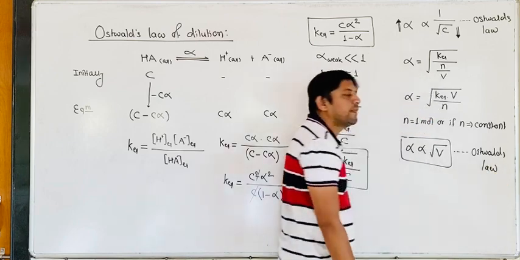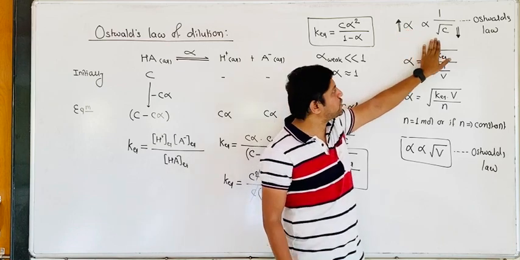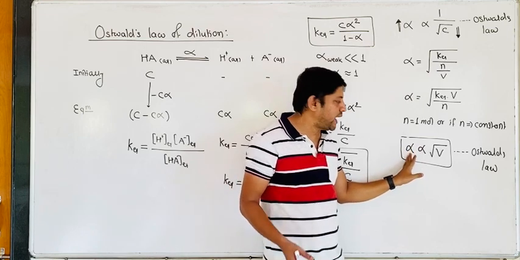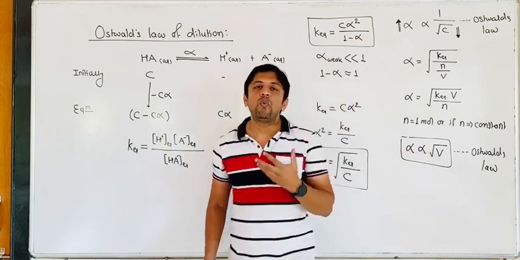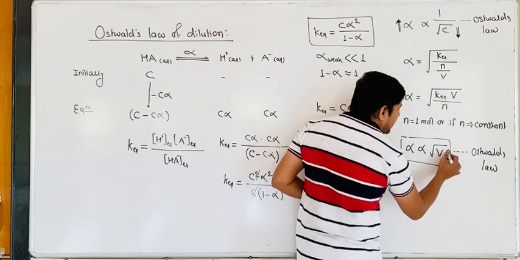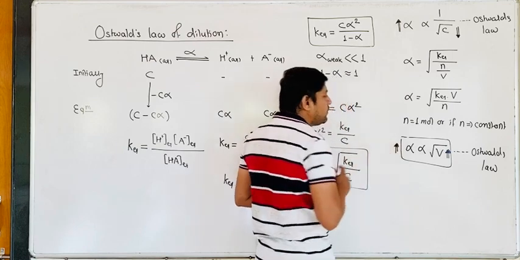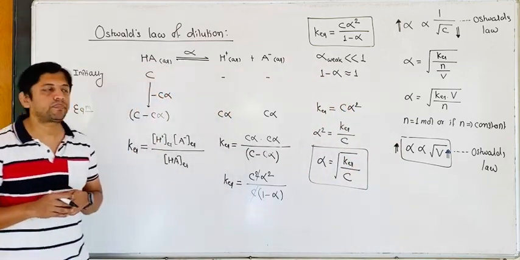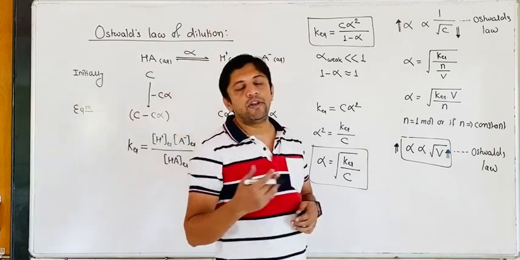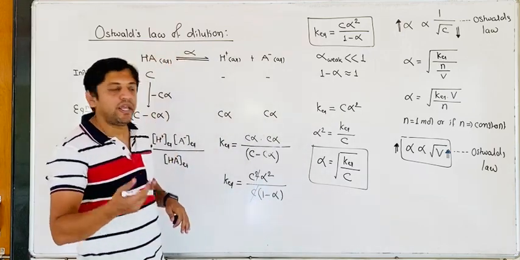Ostwald's law. Degree of dissociation of weak electrolyte is inversely proportional to square root of concentration of that weak electrolyte, or degree of dissociation of weak electrolyte is directly proportional to square root of volume of solution of that weak electrolyte. So when volume of solution is increased, its degree of dissociation also increases. So when solution of weak electrolyte is diluted, its degree of dissociation goes on increasing.